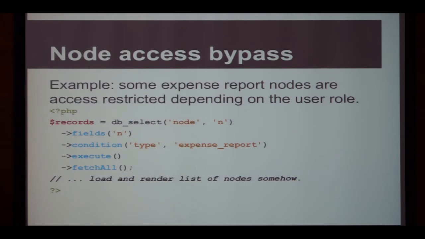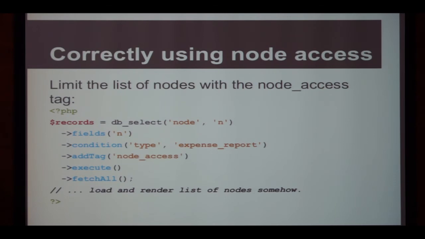And the problem with this code is I have no filter in place that filters out the protected nodes for the current user. So what we do in Drupal to work around that is add a tag to the query, the node access tag. And that's important. Whenever you query the node database table, you should add that node access tag, because most of the time you're displaying data for a certain user, and that certain user might not have access to all nodes. That's how we do that.